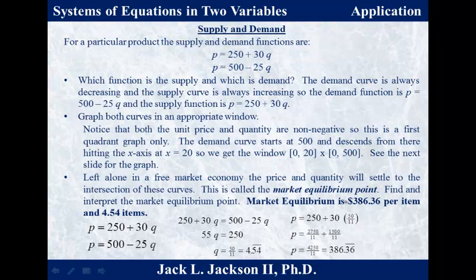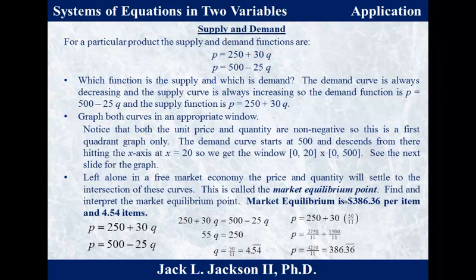Well, the first thing is notice that the first equation has a slope of 30, so that's a positive slope. That's an increasing function. That's going to be the supply curve because the supply curve is always increasing. And the second one has a negative slope, negative 25, so it's decreasing, and that's a demand curve. The demand curve is always a decreasing function.